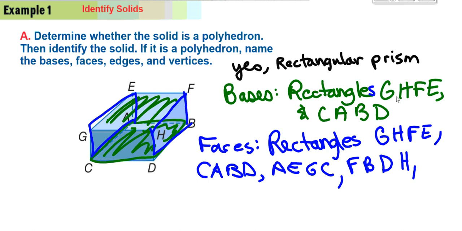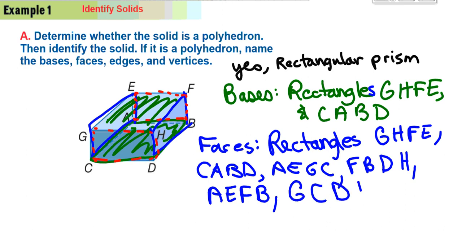AEFB, and I'm going to trace it AEFB. It's kind of that back part of the box. AEFB. And the last one, I think, is this front of the whole thing. And so that is GCDH. And we just go around the shape as we go.